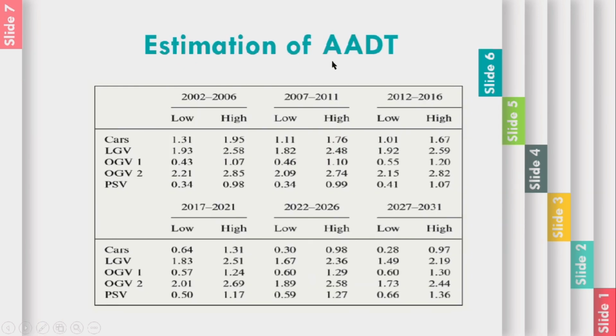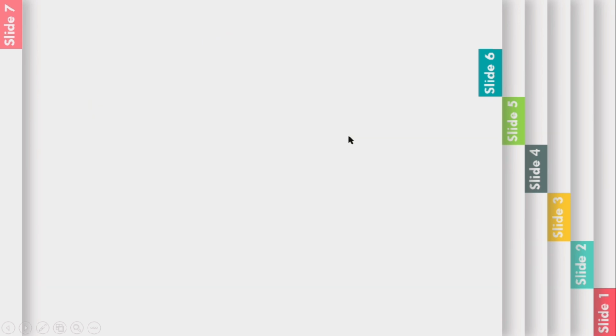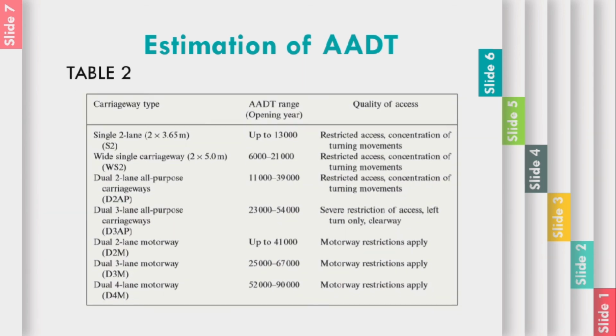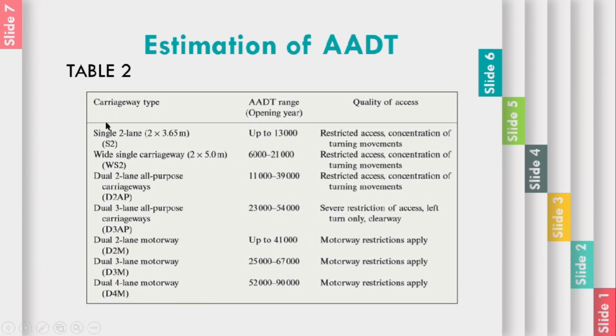Estimation of annual average daily traffic. Selection of the appropriate layout for a rural road requires that the high and low forecast for the opening year is estimated. This is undertaken using the factors supplied in this table that are used in conjunction with present-day AADT figures to produce future flows. These are matched with the appropriate annual average daily traffic range in table 2 in order to choose the right carriageway type.